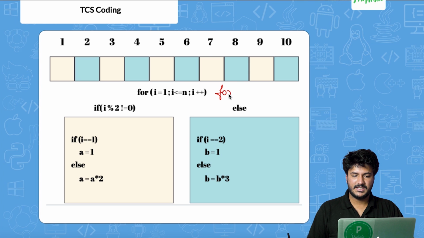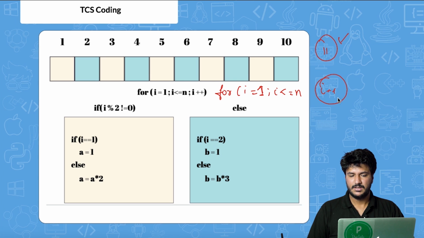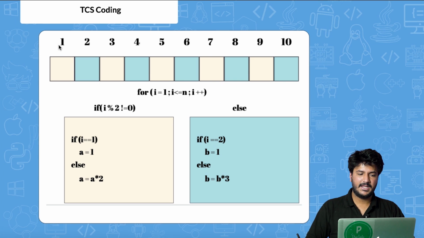In the for loop, for i equals 1, we start the loop from i and iterate until i is less than or equal to n. That is, it will go on till 11 if the value of n is 11, and after every iteration is completed, we do i++. So this is how we iterate on this, and then this, and so on and so forth.